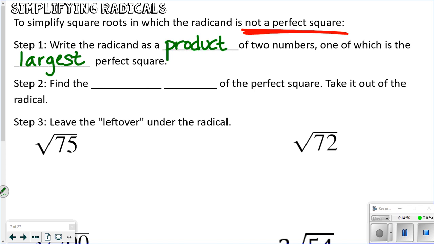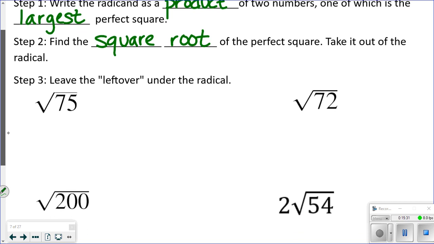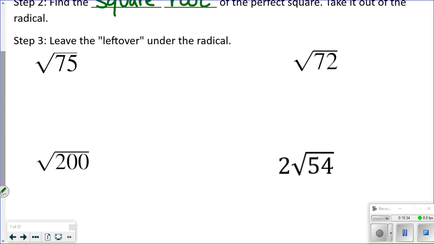Step 2, we're going to find the square root of that perfect square, and we take it out of the radical, and we put it out in front. Step 3, we're going to leave whatever is left over, our other number, underneath our radical. So you might have done this a little bit in middle school. Let's look at these examples here.